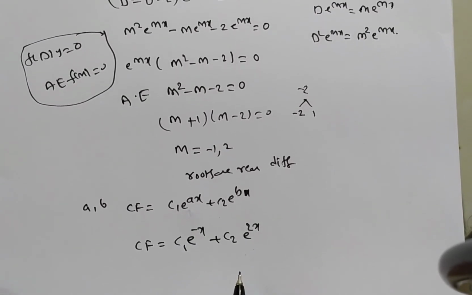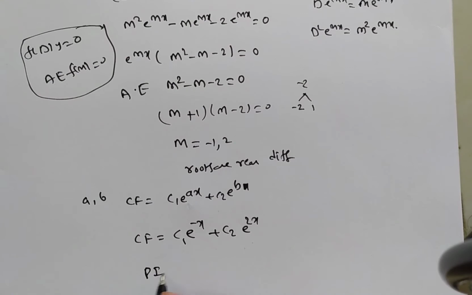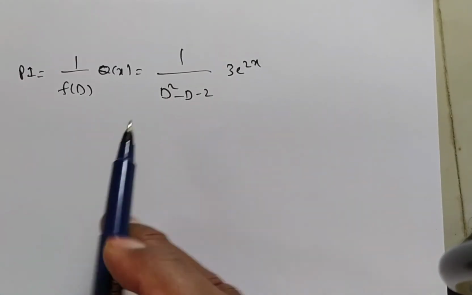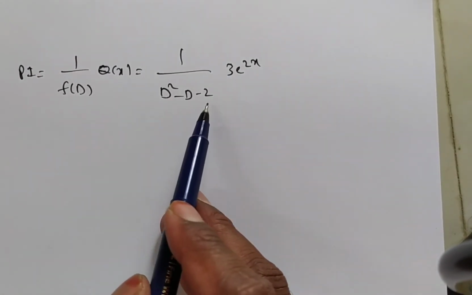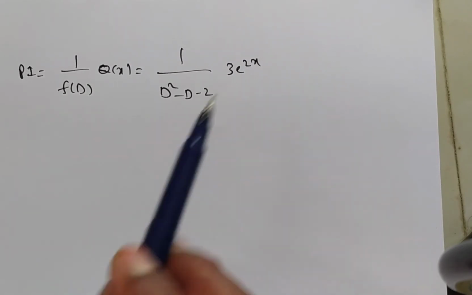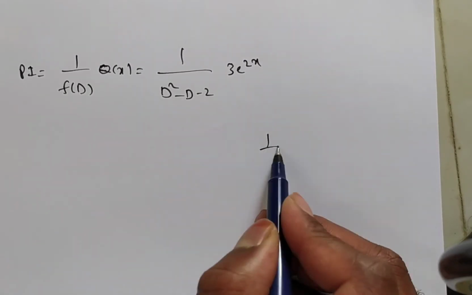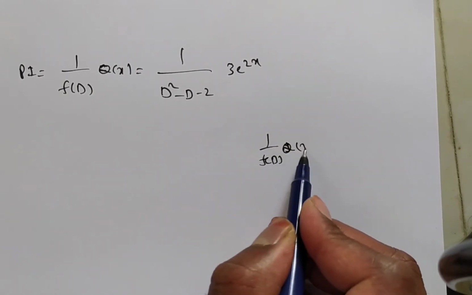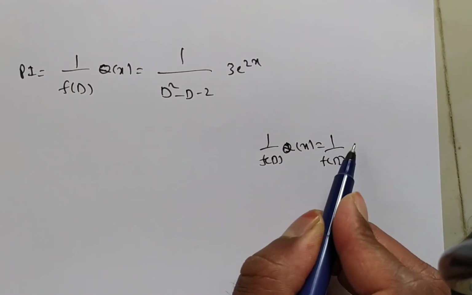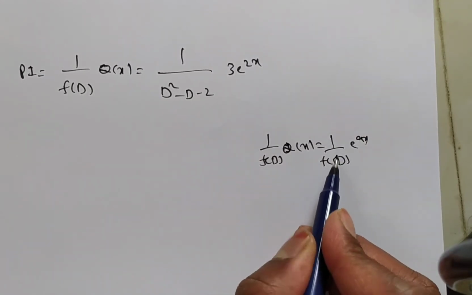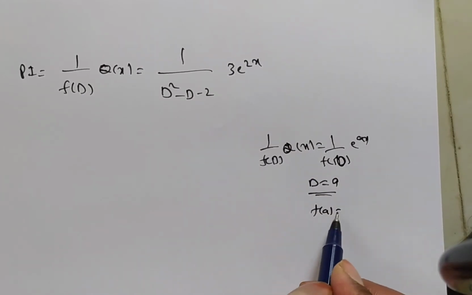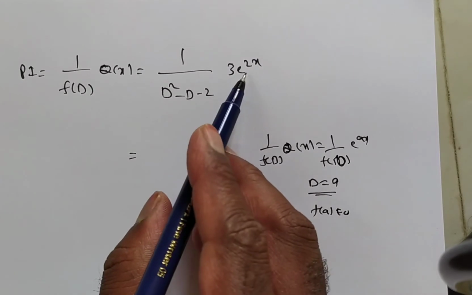Now we need to find out the particular integral. What is the particular integral? We have 1 by f of D into Q of x. So f of D is D square minus D minus 2 and Q of x is 3 e to the power of 2x. By observation, this is in the form of f of D into y equal to Q of x, where Q of x is e to the power of ax. So in this case we substitute D is equal to a when f of a is not equal to 0. Now you substitute a is equal to 2.